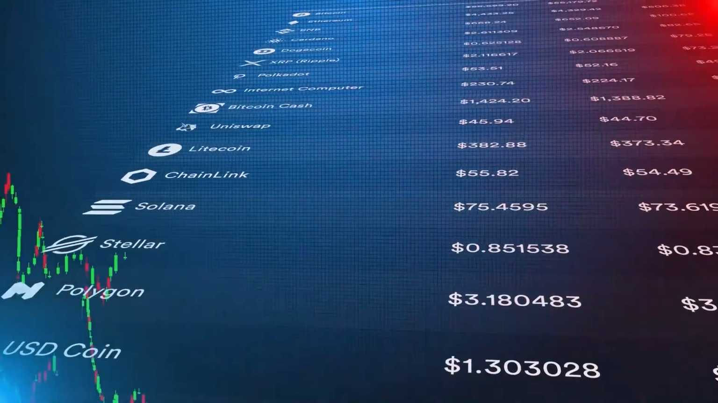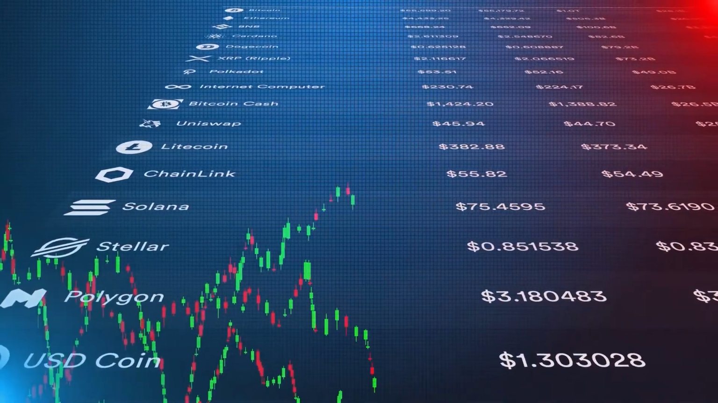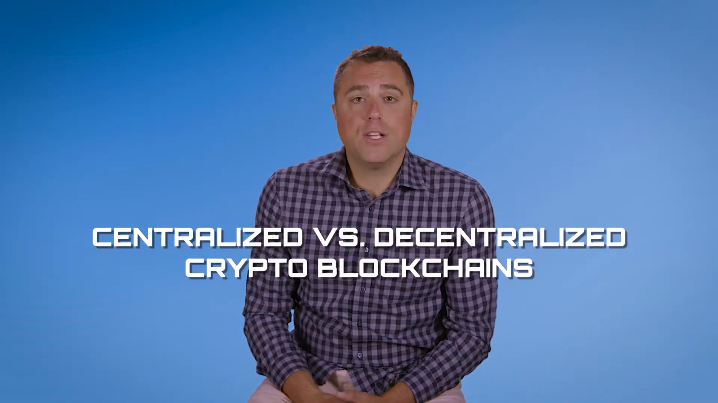I told you that blockchain networks you thought were decentralized are actually centralized at some layer or level. Today we're going to be going over the main differences between centralized versus decentralized crypto blockchains, so you can see how they work, their pros and cons, and discover which ones might stand the test of time better.